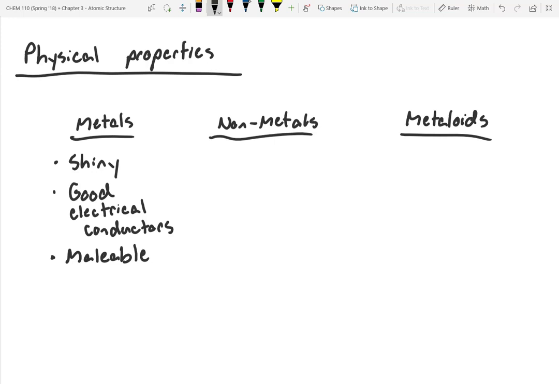Okay? It also conducts heat well. So for example, if you touch a hot pan, it's going to hold heat for a long time, right? What about its density? Is it going to be high or low? Yeah, so large density.